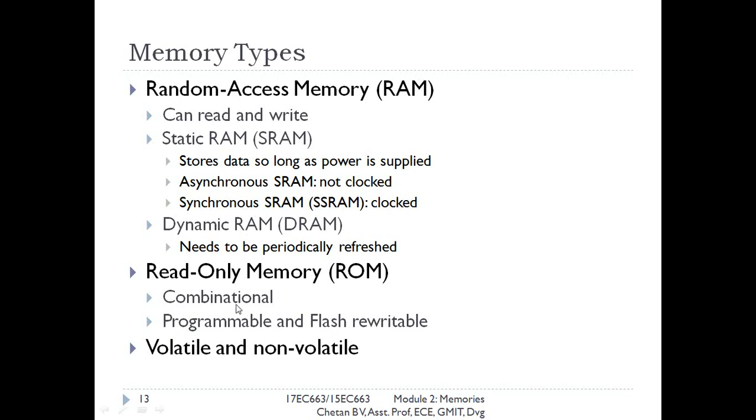Read-only memory again has many categories: combinational ROM and programmable ROM. Combinational ROM means input values are mapped to an output, just like a truth table. It is just like a combinational circuit. Programmable memory, as you already know, we can perform write operation by programming. Flash is one kind of programmable memory. So under these memories we have certain categories which are volatile, certain categories which are non-volatile. We shall study them one by one.